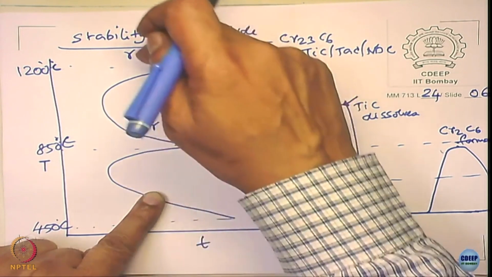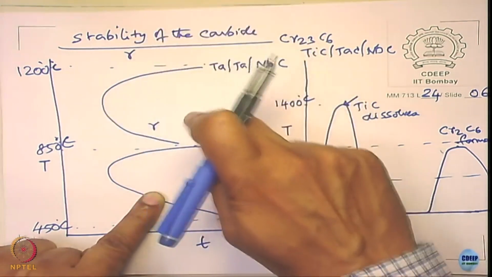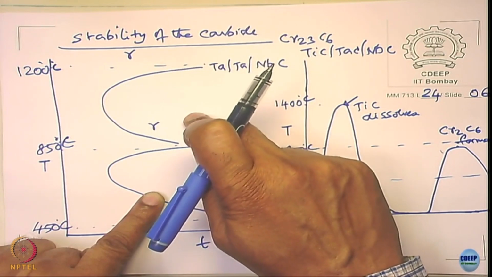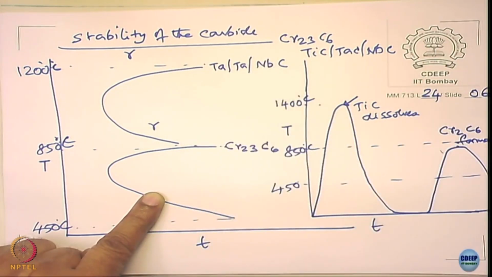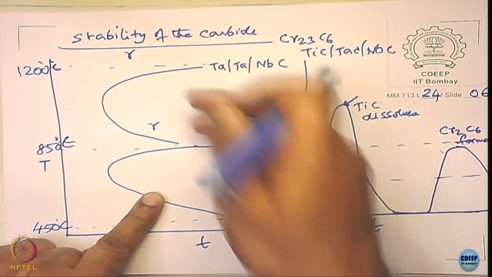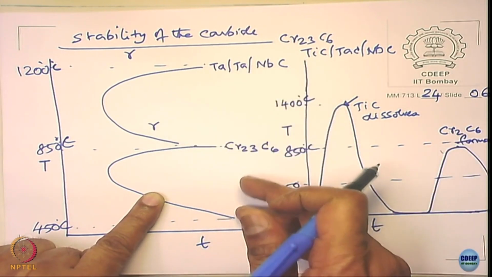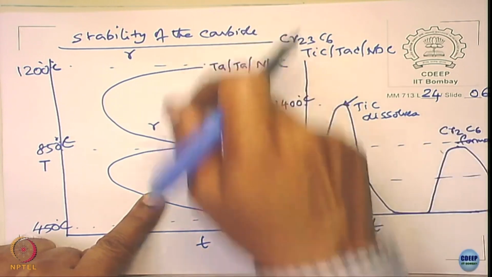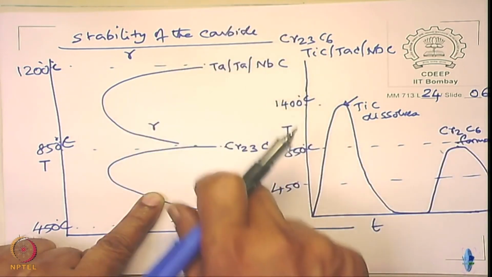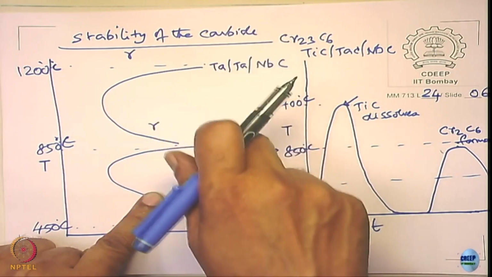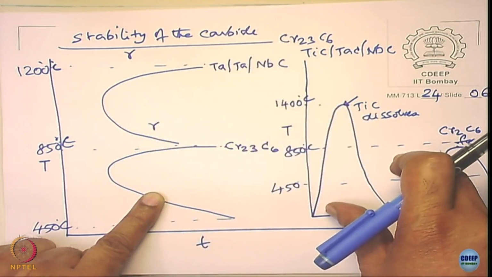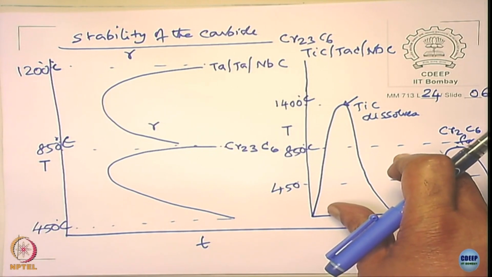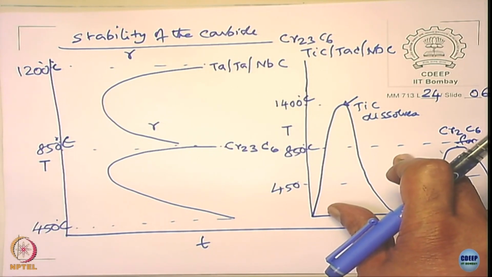Whereas when I move from this temperature to this temperature, chromium carbide does not form, instead you get titanium carbide or tantalum or niobium carbides, all the carbon is gone. When you lower the temperatures, the chromium does not get enough carbon to form chromium carbides. So this is why the stabilized grade stainless steels are resistant against sensitization, and that is why they are called stabilized grade stainless steels.